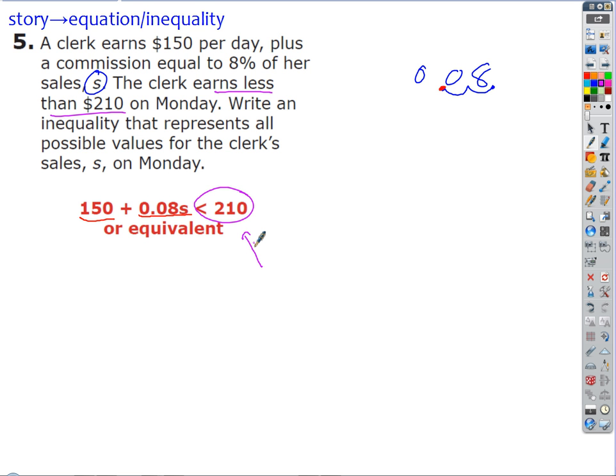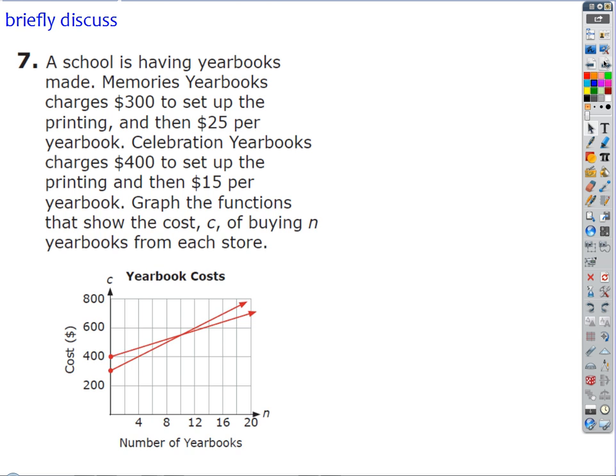So you got to be careful with it. You got to think about that and ask yourself some questions and say, okay, would this number make sense, or would this number make sense, to see what kind of inequality it is, right? Okay, good. We'll skip that one.